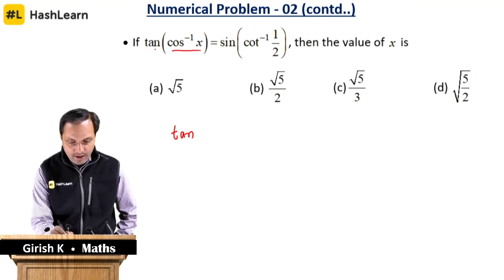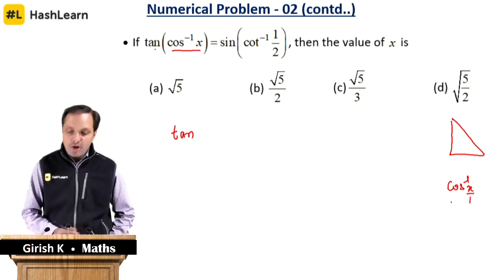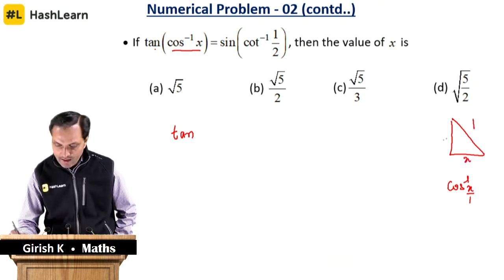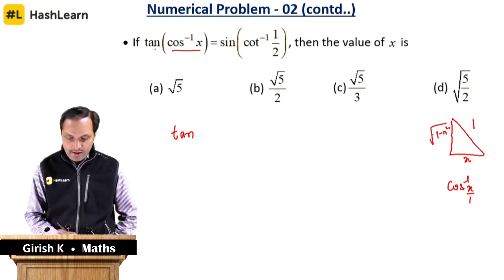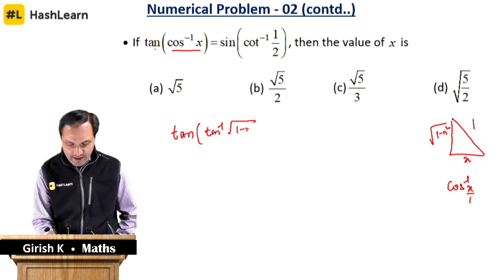Okay. How will you convert cos inverse x? See here, cos inverse x by 1. Cos is x and this is 1. And this will give you what? 1 minus x square. So outside there is a tan, so inside convert it to tan inverse. So cos inverse x equivalent is tan inverse root 1 minus x square by x.